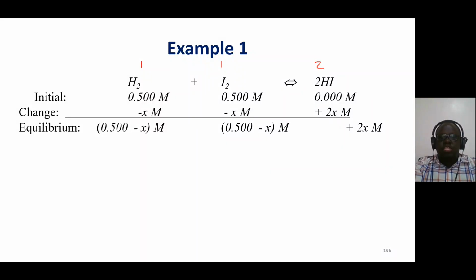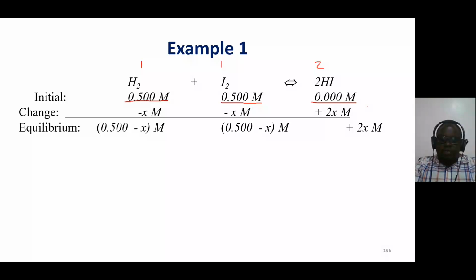So initially, we have 0.500 molar of H2 and 0.500 molar of I2. But we don't have any HI. So therefore we have 0.00 molar of HI. That is the initial concentration of the species.